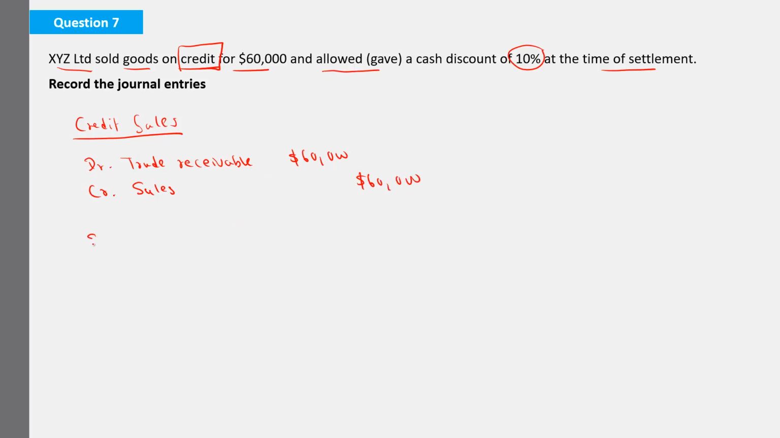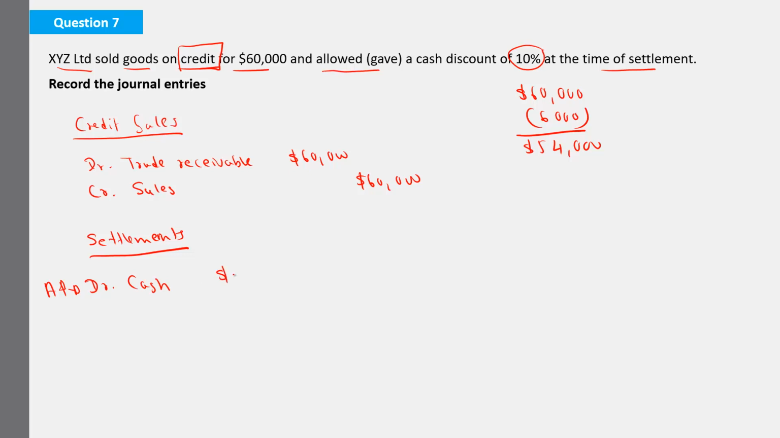Now let's see at the time of settlement. At the time of settlement from your customer to you, how are the double entries going to be? The customer is going to give you 60,000 cash. At the time of settlement of the cash, you are giving a 10% discount, which is 6,000 reduction. So the customer is giving you only $54,000. That means an asset increases, it's a debit record. Which asset is increasing? Cash asset, which is $54,000.